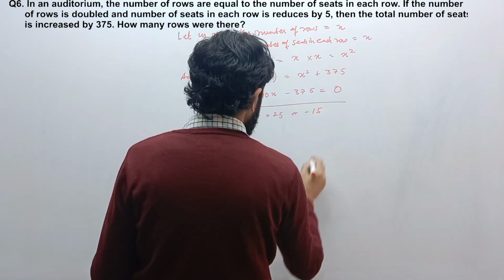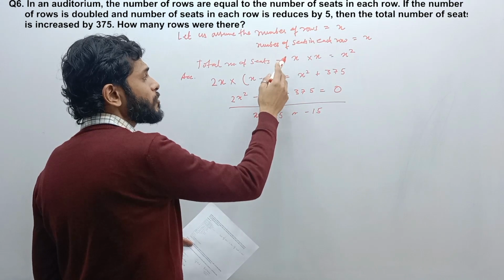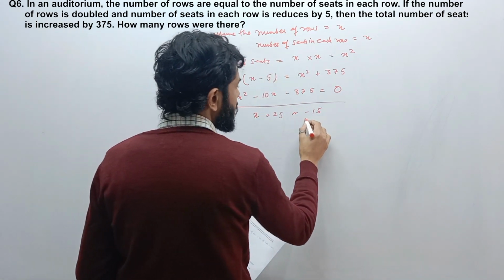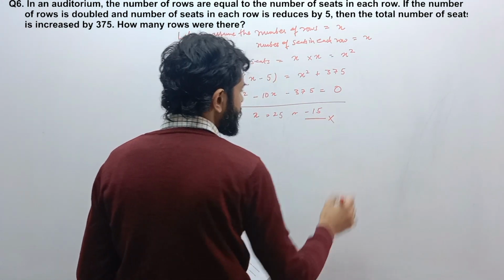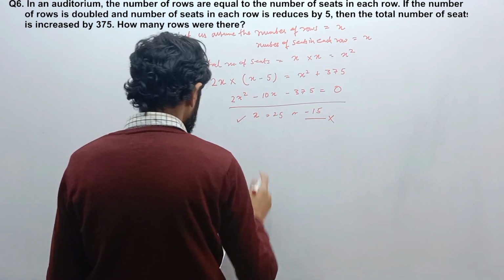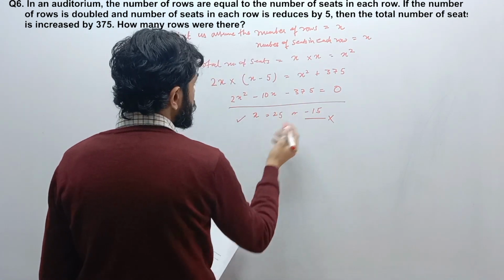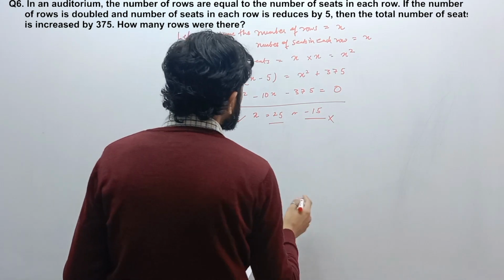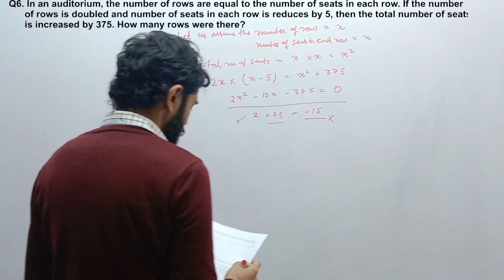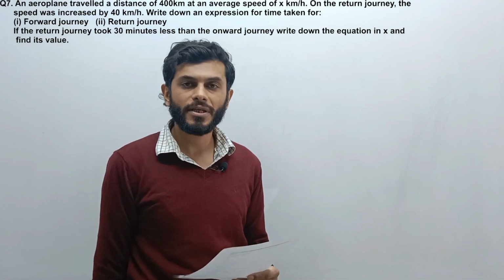−15. Since we are talking about the number of rows and the seats in each row, the number cannot be negative, so you will neglect this value and you will only consider the positive value. So the number of rows would be 25 and the number of seats in each row would be 25. Now coming on to the next question.